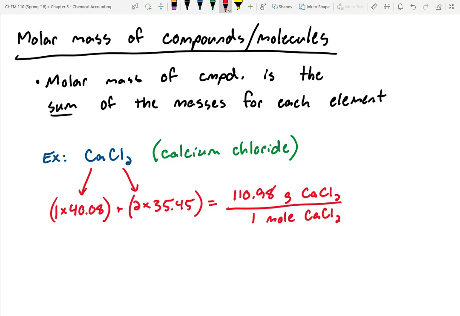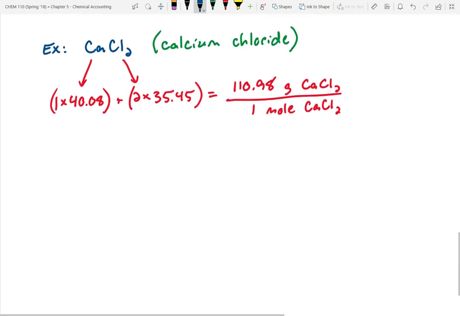And this can be really handy because now we can create our own conversion factors by looking directly at the periodic table and convert from grams to moles or moles to grams. Let's do another more challenging one. This time I want you to check your work with a neighbor. This is one that's common in biology. It's glucose, C6H12O6. And I want you to see if you can get the correct answer and check with your neighbor.